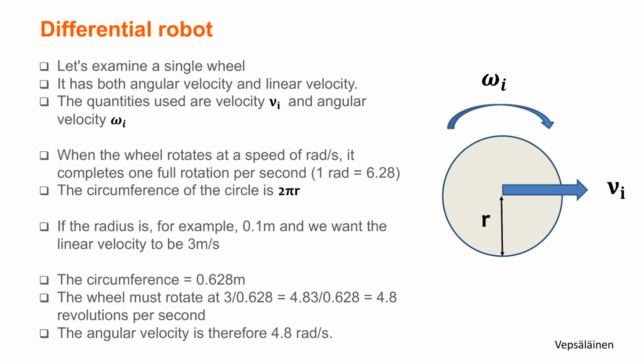When a wheel rotates at a speed of 1 radian per second, it completes one full rotation every 6.28 radians, since one full circle equals 2π radians.